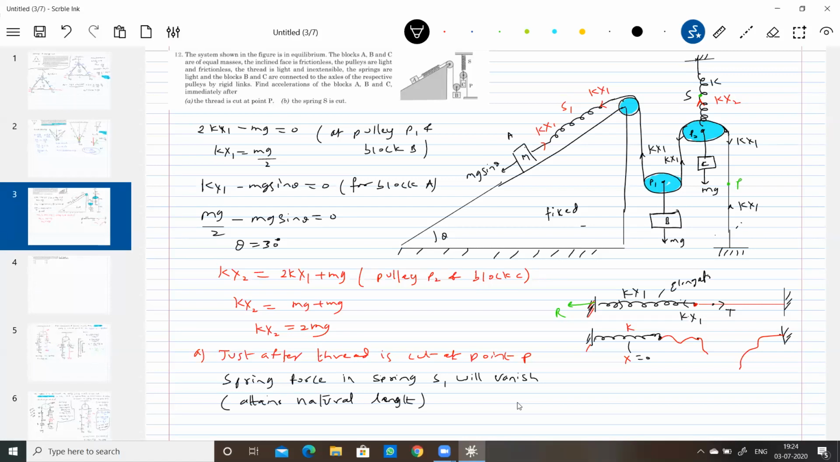Okay, fine. So what happened to block A now? What is the only force acting on block A? mg sin theta. So what is the acceleration of block A now? What shall we write? The acceleration of block A should be mg sin theta by m, which is g sin theta. So this should be g by 2. What is the direction? Down the incline. Is that okay? Look at this arrow.